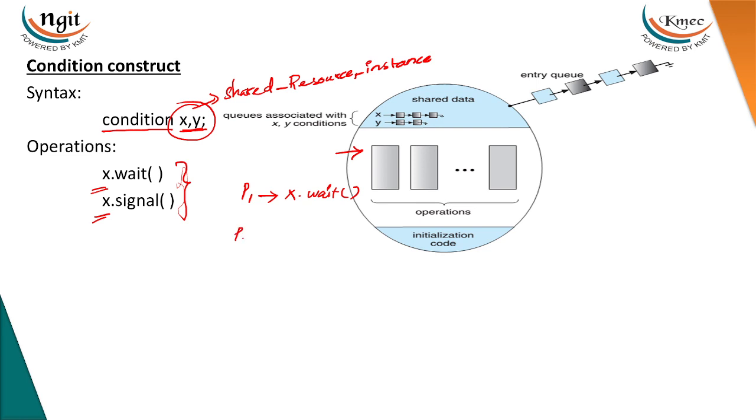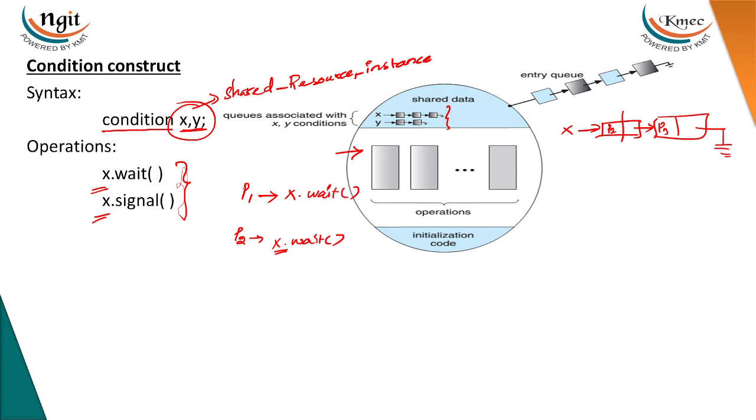And whenever process p2 wants to use x, it also invokes x.wait, but x is not available currently. So what will happen is there is a queue that will be added for this particular thing. So p2 will be added to the queue. Similarly, p3 and p4 also want to execute, then all those processes will be added to the queue.